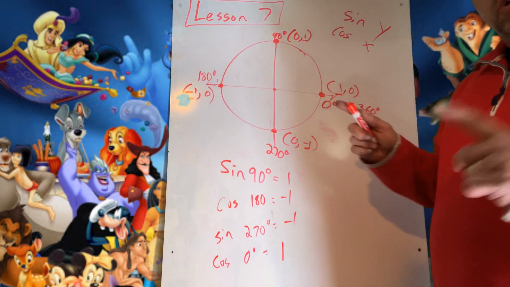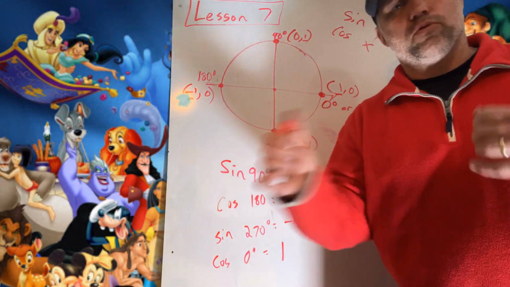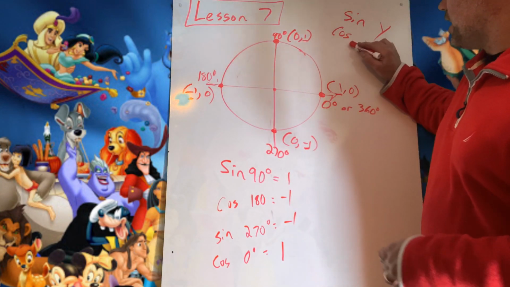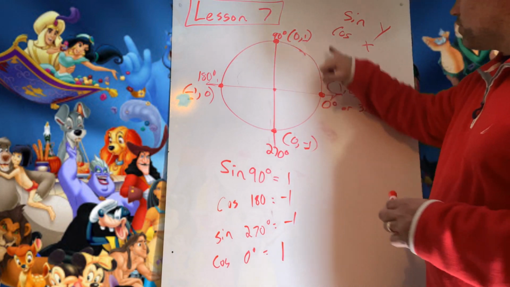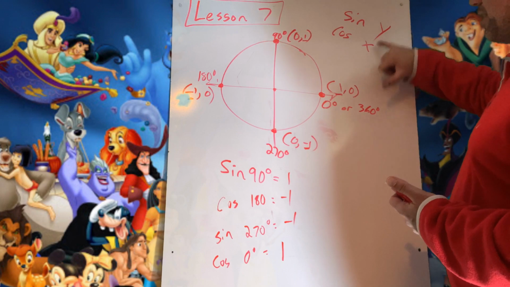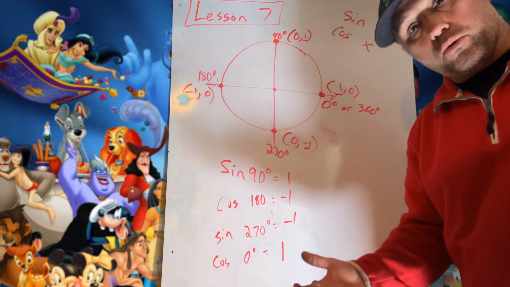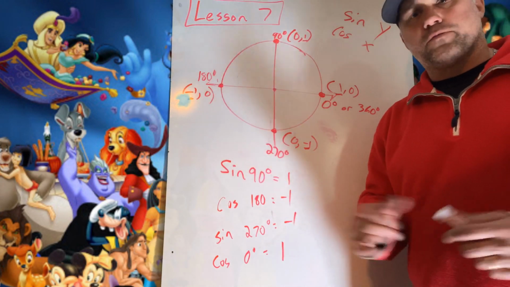All right. Some things to remember, just so you can try to remember which one goes with which. Cosine comes before sine in the alphabet. C comes before S. So, and x comes before y. So that means that cosine goes with x and sine goes with y. That's one way to remember that they go together. Something you can utilize if you want.